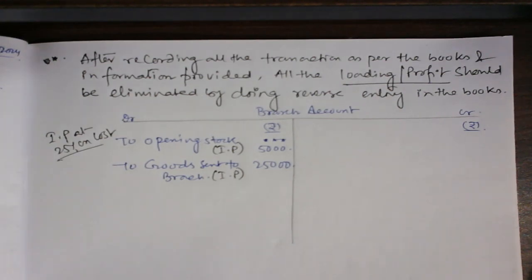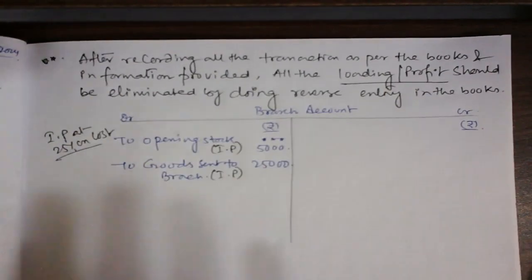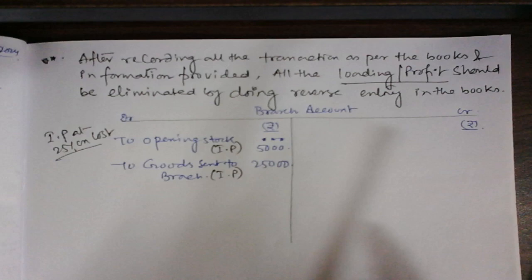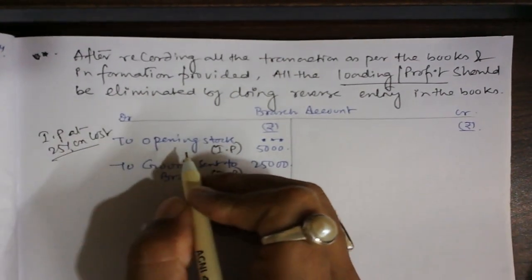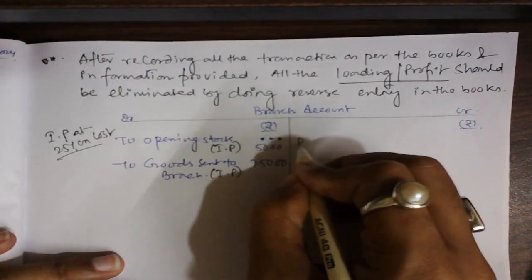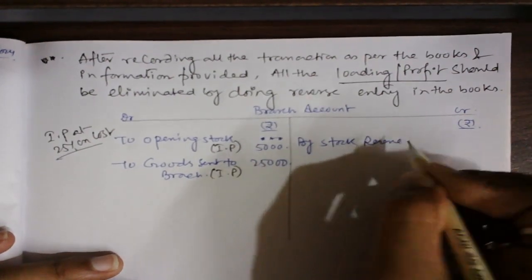So now just think, if all the items are given at invoice price, which is 25% more than the cost, then what we need to do? The loading should be eliminated by doing the reverse entry. I make one reverse entry to eliminate the invoice price from the branch and bring it to the cost part. Remember, always in case of opening stock, we need to make a reverse entry by doing a stock reserve.